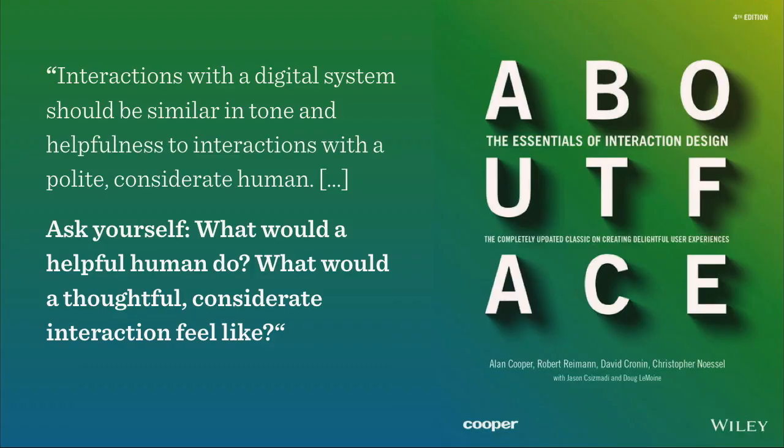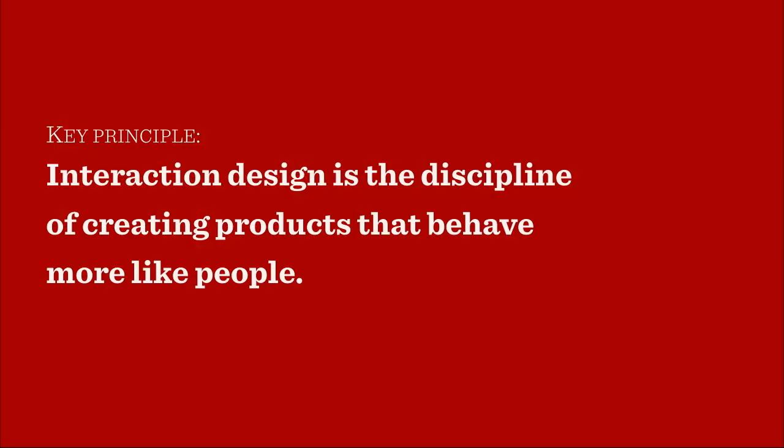And if it doesn't, you just make adjustments until it feels okay. This is not just my opinion, even though I came up with it without reading the book. But then I read the book and I was like, oh, cool, the people who wrote the definitive book on interaction design see it this way too. This is awesome, right? They ask themselves, what would a helpful human do? What would a thoughtful, considerate interaction look like? So interaction design is this discipline of creating products that behave like people.